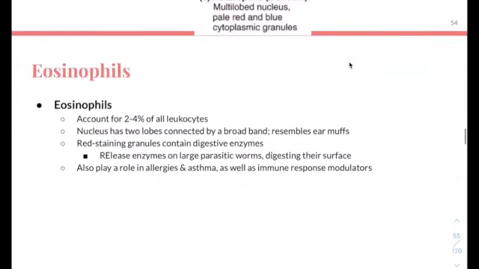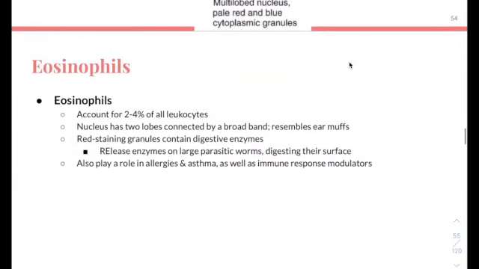Eosinophils, those are about 2 to 4% of all the leukocytes. Their nucleus is always bilobed, so they always have 2 lobes. I like this one. Your book says that it resembles earmuffs in an eosinophil. If something like that helps you remember the eosinophil versus something else, it's whatever works. Sometimes it's something weird and strange or silly that helps you remember something.